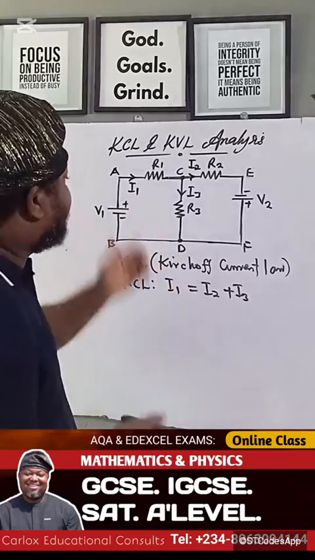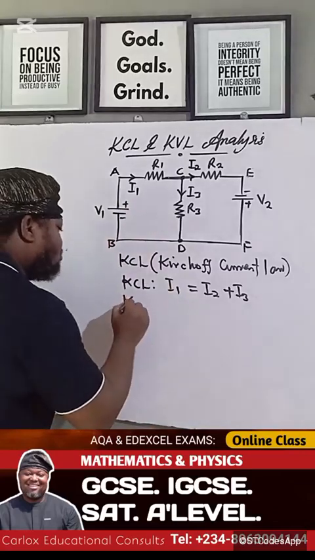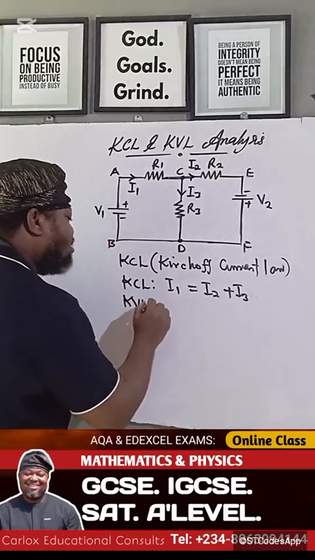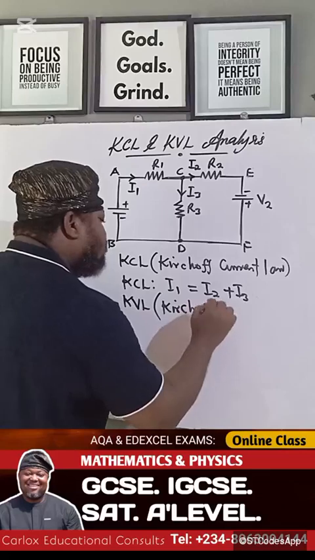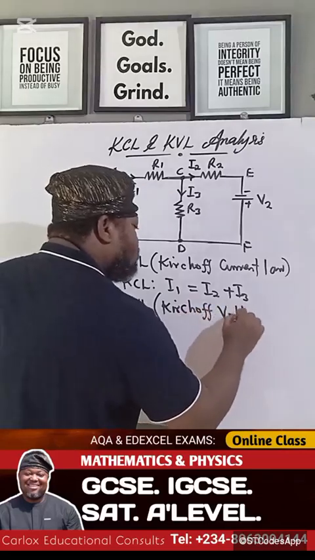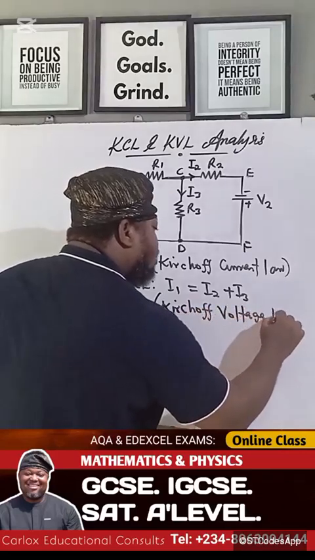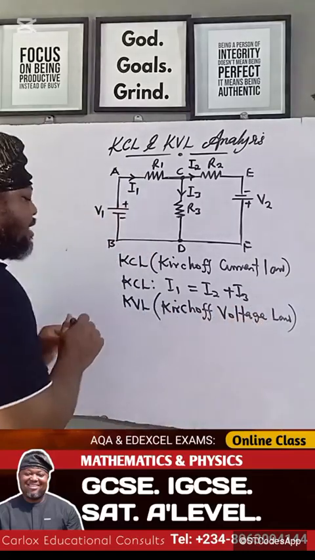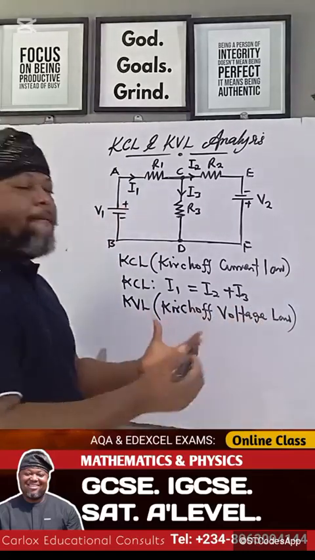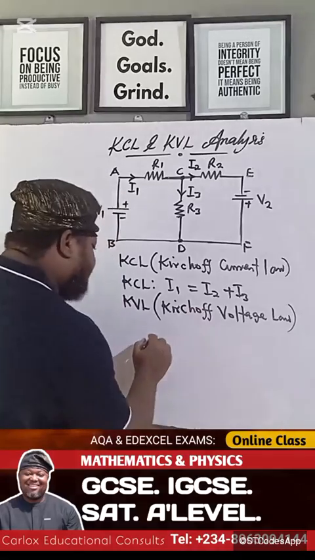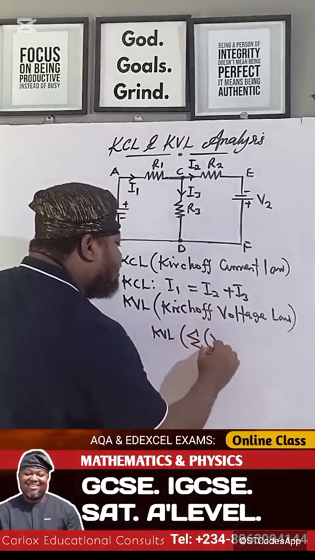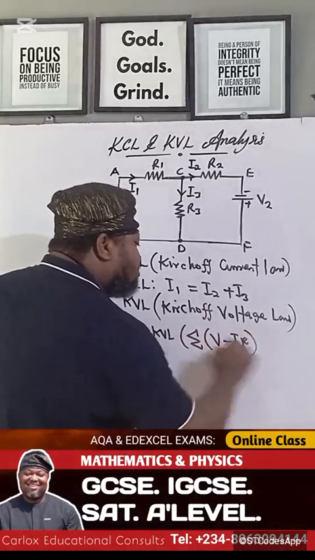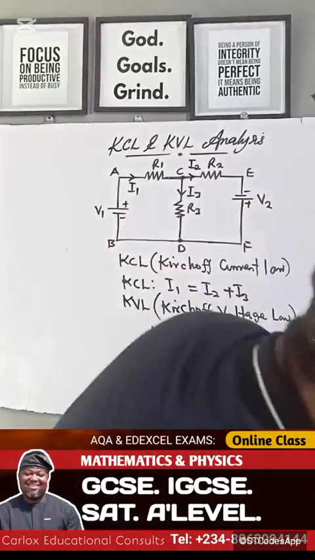Now, second, the KVL. KVL is Kirchhoff voltage law. Very expedient. So the KVL here is very simple. KVL is talking about the summation of the voltage minus the drop in potential. That is what KVL is. So let's now apply it here.